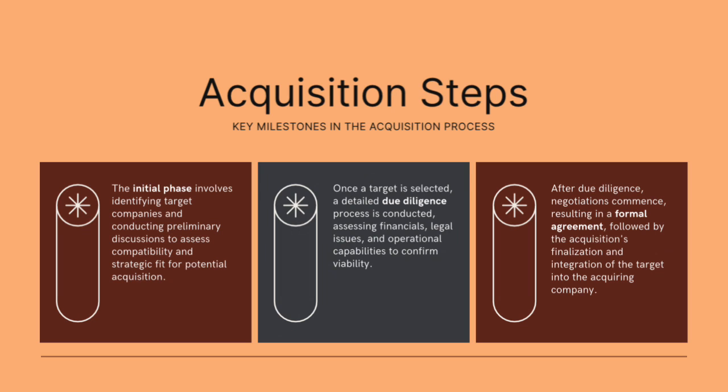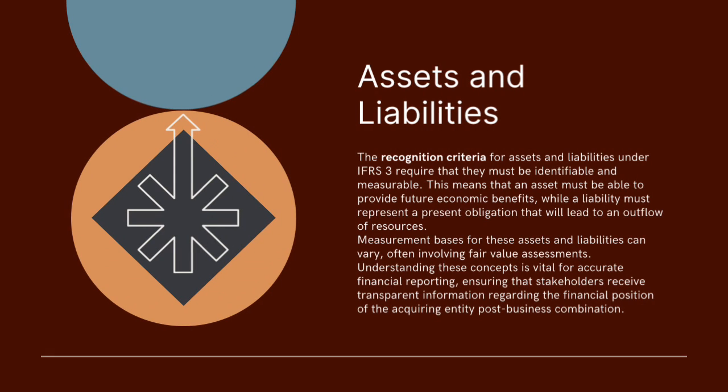When a business combination happens, the acquirer must recognize the assets acquired and liabilities assumed. But not everything makes the cut. To be recognized, an item must first meet the definition of an asset or a liability as per the conceptual framework for financial reporting. This means it must be a present economic resource or a present obligation arising from past events. Second, the item must be reliably measurable at its fair value. If it meets both criteria, it's recognized on the balance sheet.